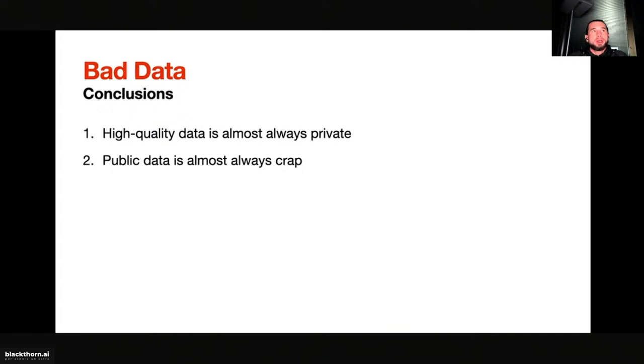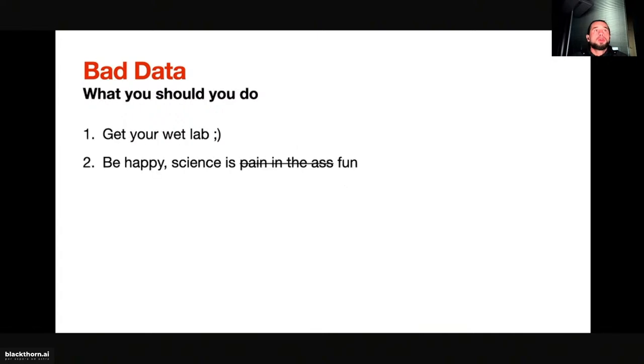Except in cases where kind-hearted researchers really did a good job and shared it with people for the future of mankind. There are such people, big respect to them. What should you do? Get your own lab, do experiments, have one team, one equipment, one set of methods, and consistent measurements. And be happy, because science is fun. It concludes my report for today.